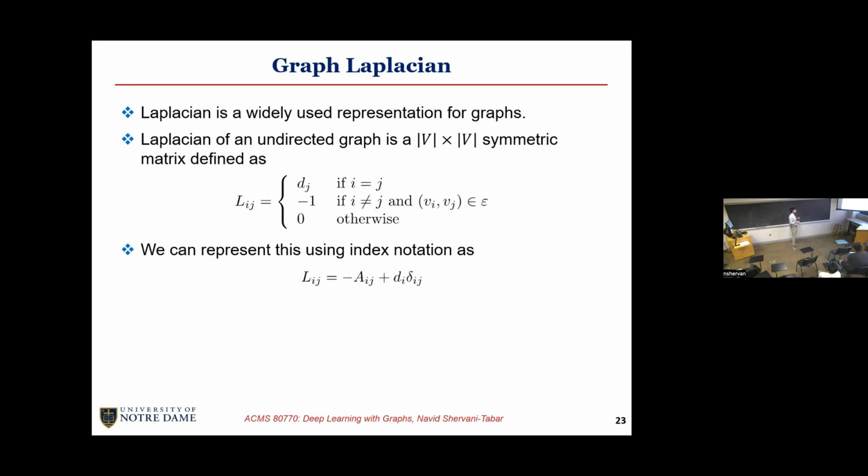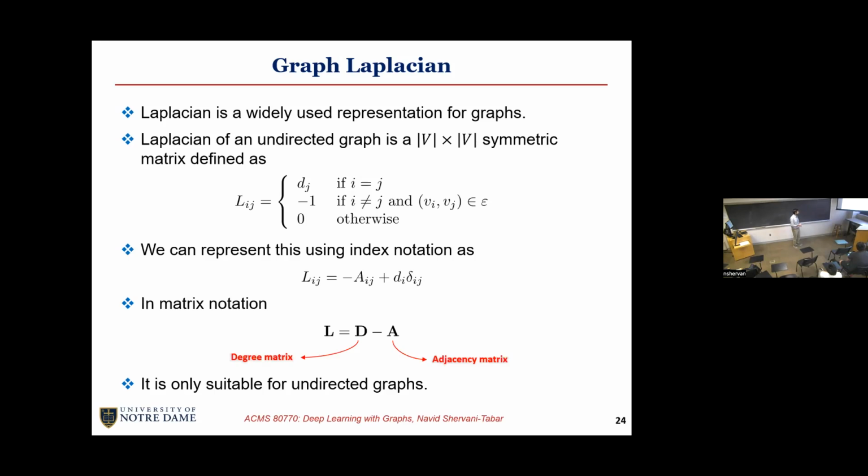So we can write that in index notation. This is what we will get. So this is a Kronecker delta. If i and j are not equal, it is going to be 0. If they are equal, we will have the d_i as the diagonal terms of our Laplacian matrix. We can rewrite this in matrix format, and this relation is what we will get.